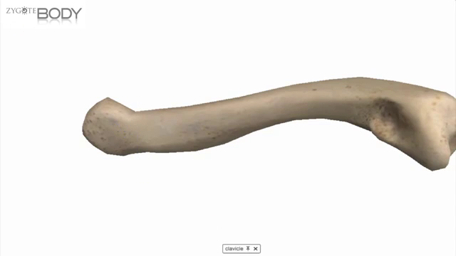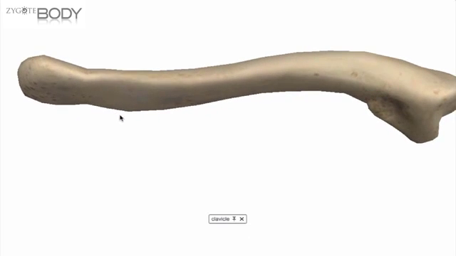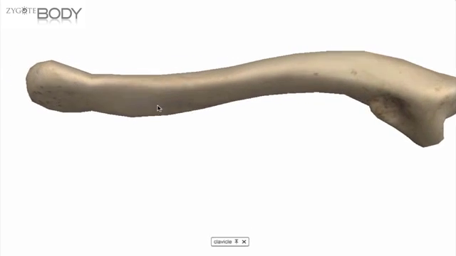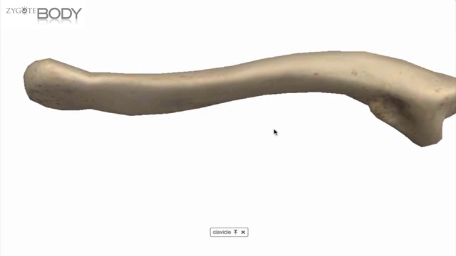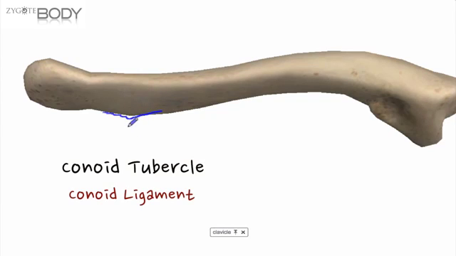Another structure that you need to know, if I move a little bit, you can see here on the inferior side there's kind of an extension or protrusion. This area that I highlight is called the conoid tubercle. It surmounts the coracoid process of the scapula, and this is where the conoid ligament will attach.